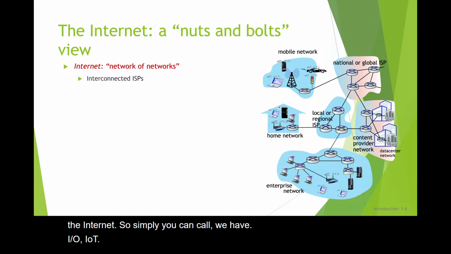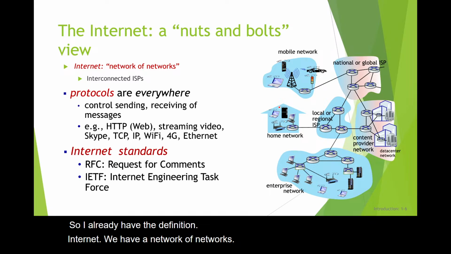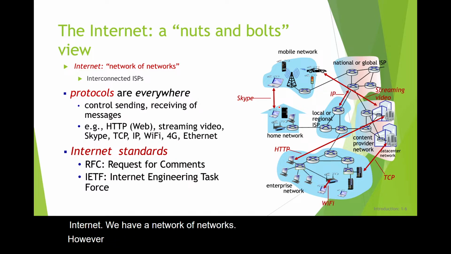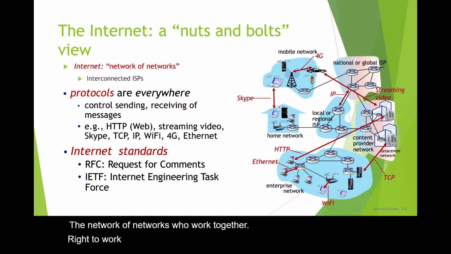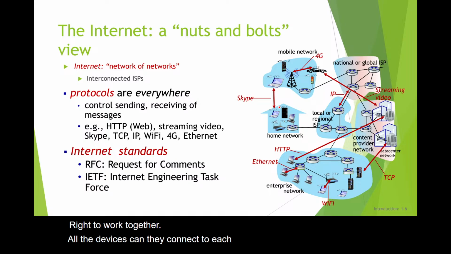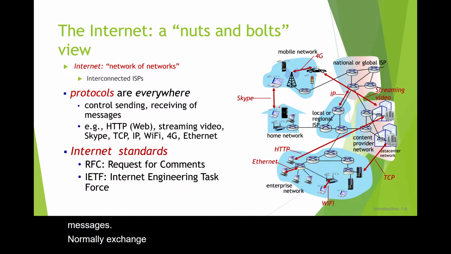Well, so I already have the definition. Internet, we have a network of networks. However, if we want to allow the network of networks to work together, can all the devices connect to each other automatically? Of course, no. So we should have some way to allow them to exchange messaging.